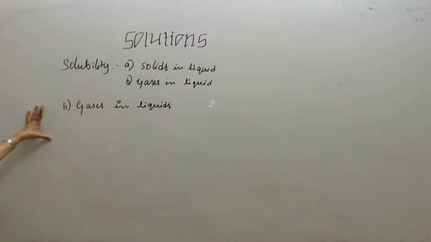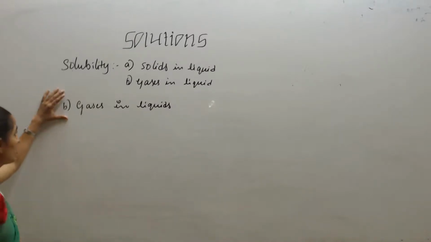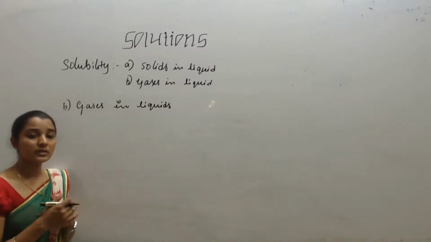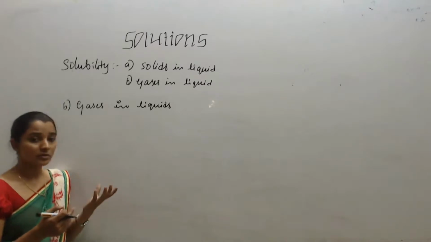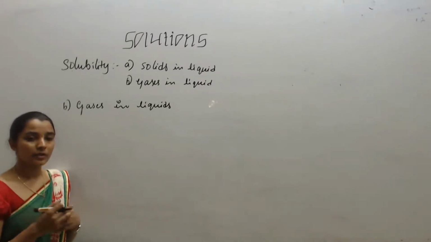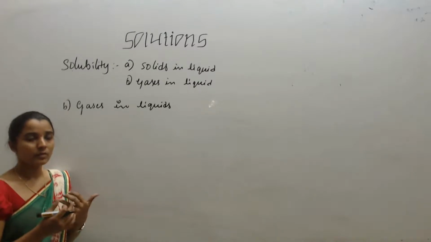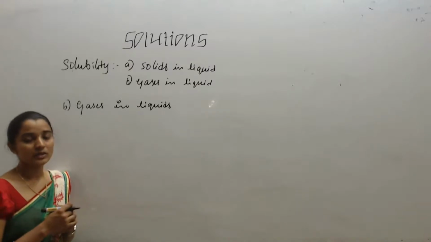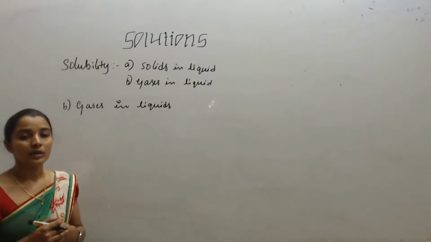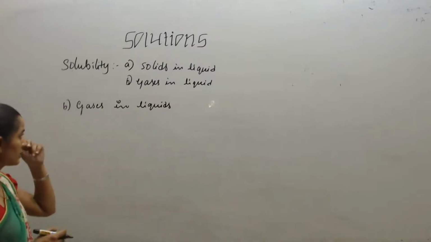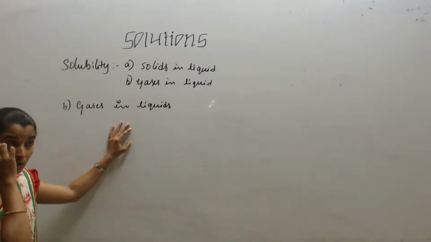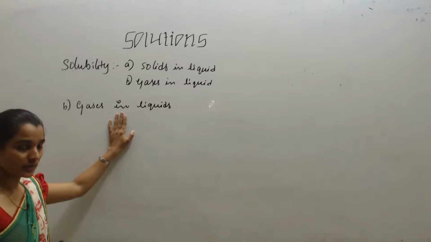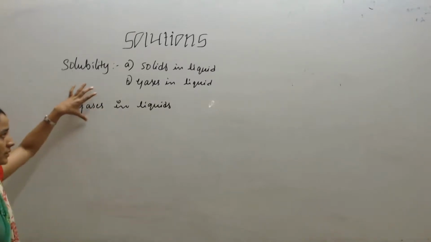So here, students, for gases in liquids, water is the best example. In that water, oxygen is dissolved. The dissolved oxygen allows aquatic animals to survive in the water. Only a minimum, small amount of oxygen is dissolved in water, but that is enough for the survival of aquatic animals. That is the best example of how gases are dissolved in liquids. There are many gases, like nitrogen, that dissolve in liquid. So we are going to study gases in liquids.